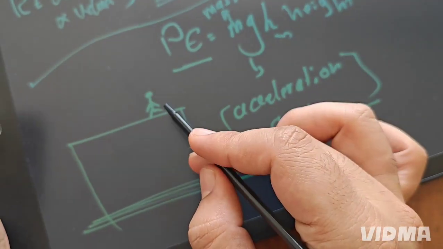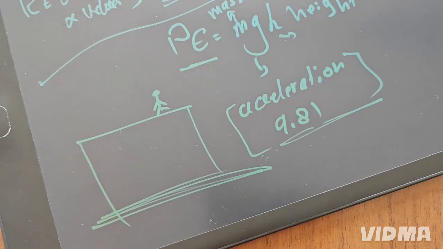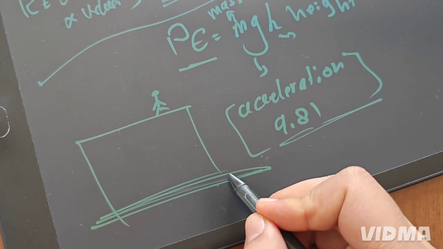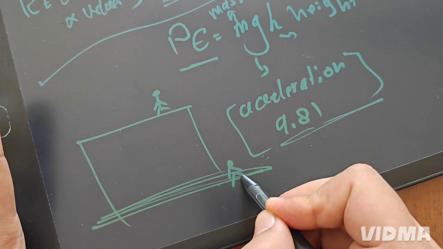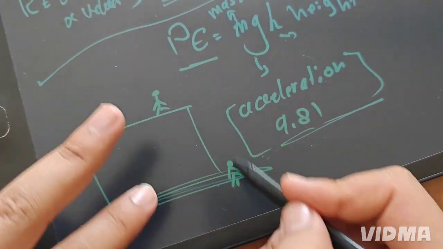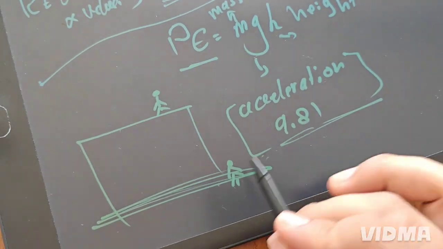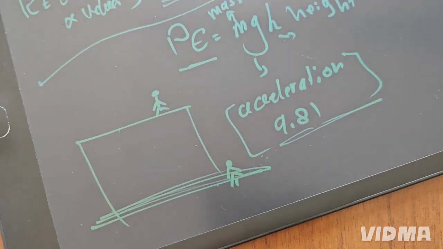This person is staying at the top of this tower, and we have another person staying on the ground at the bottom of the tower. So we have two persons, one up and the other down at the tower. Which one of them has more potential energy?